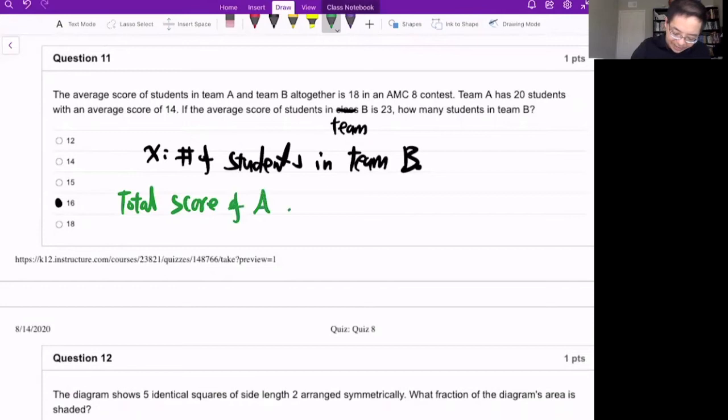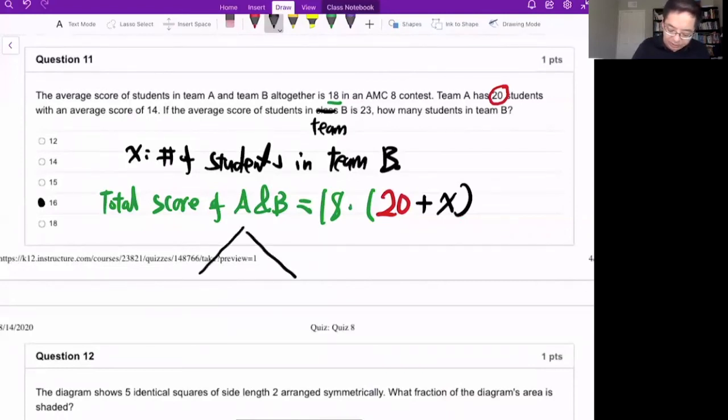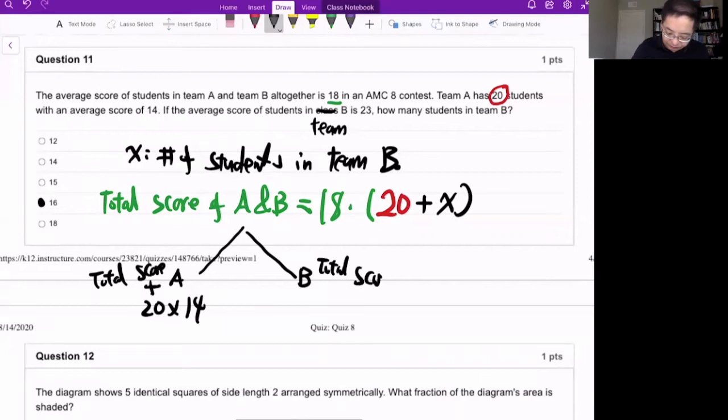So the total score of A and B equals, because the average is 18, 18 times the total number of kids in team A and team B. Team A has 20 students, so it's 20 plus X. Then the total score can also be separated into 2 parts, one in A and one in B. The total score in A is 20 times 14, because A has 20 students and the average is 14.